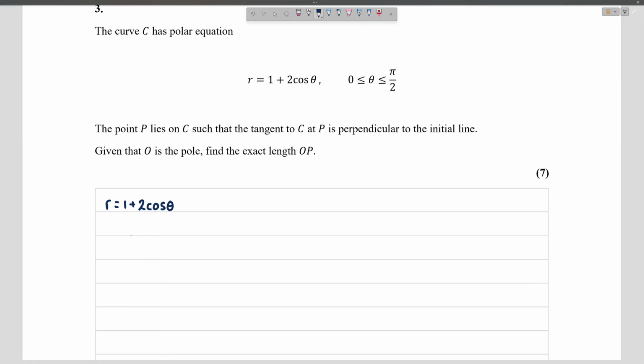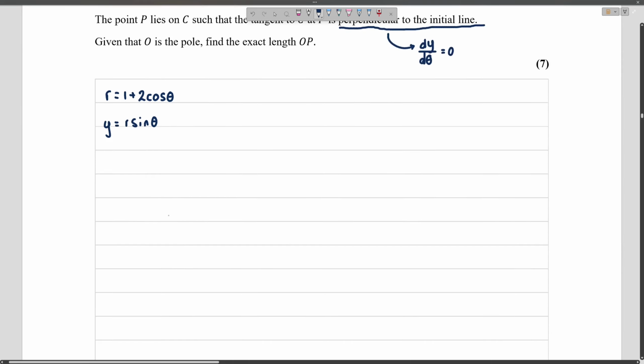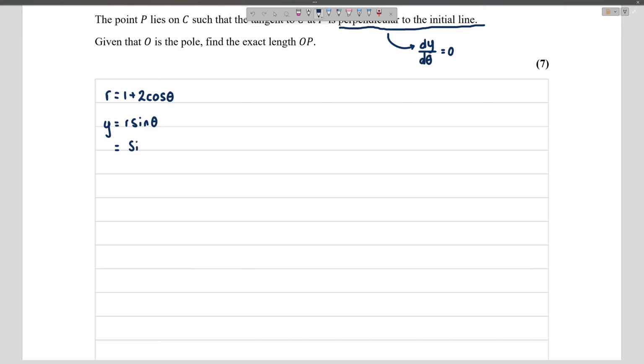Now, what's important in the context of the question is that we're told it's perpendicular to the initial line. That's important because it tells us that at some point we require dy by d theta, and we set dy by d theta equal to 0. So y is equal to r sine theta, and r is 1 plus 2 cos theta. If we put that all together, r times sine theta is just sine theta times 1 plus 2 cos theta.